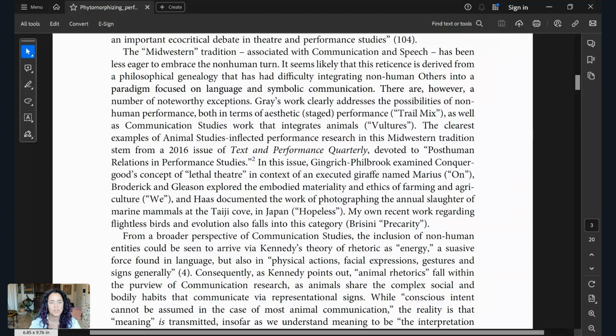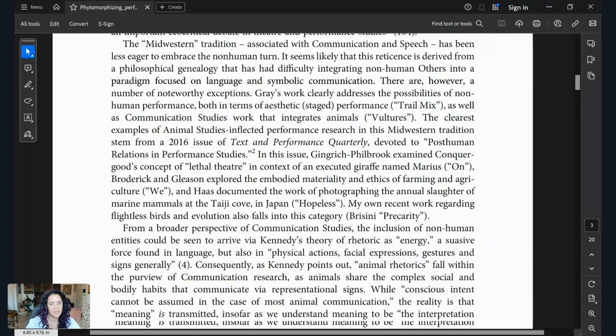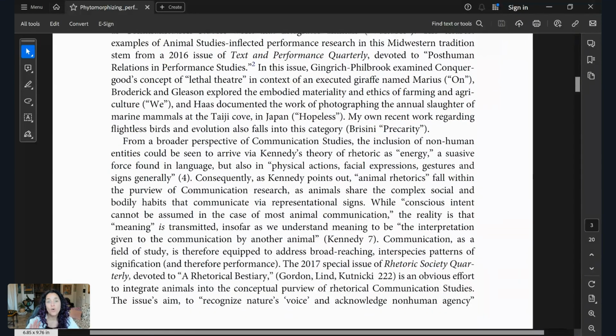inflected performance research in this Midwestern tradition stem from a 2016 issue of Text and Performance Quarterly, devoted to post-human relations in performance studies. First of all, who knew that there was all this intense research relating to performance?